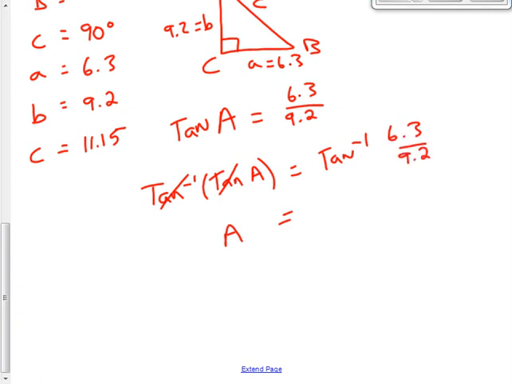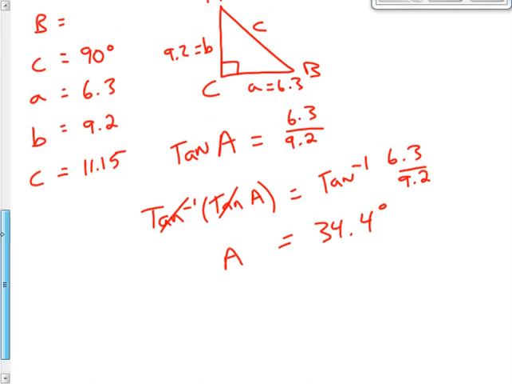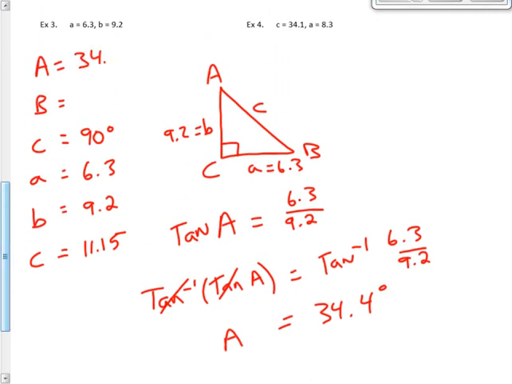And that's where some of you have been wondering what the tan to the -1 button right above the tangent button on your calculator does. This is what it does. So we want to use that button. So second tangent of 6.3 divided by 9.2, which gives us a 34.4 degree angle. So my A is actually 34.4. And again, we'll round to the hundredths. This would be 0.40 if you were rounding that way.